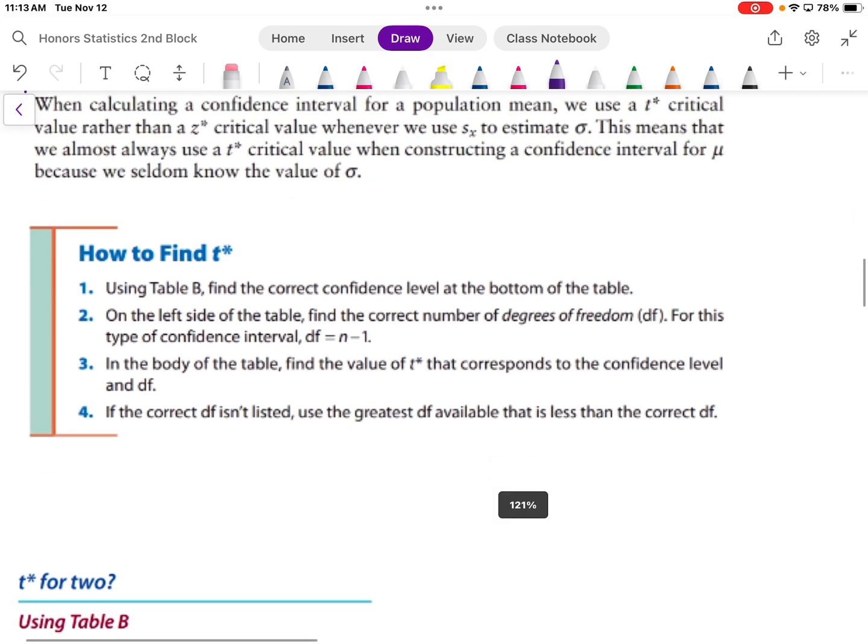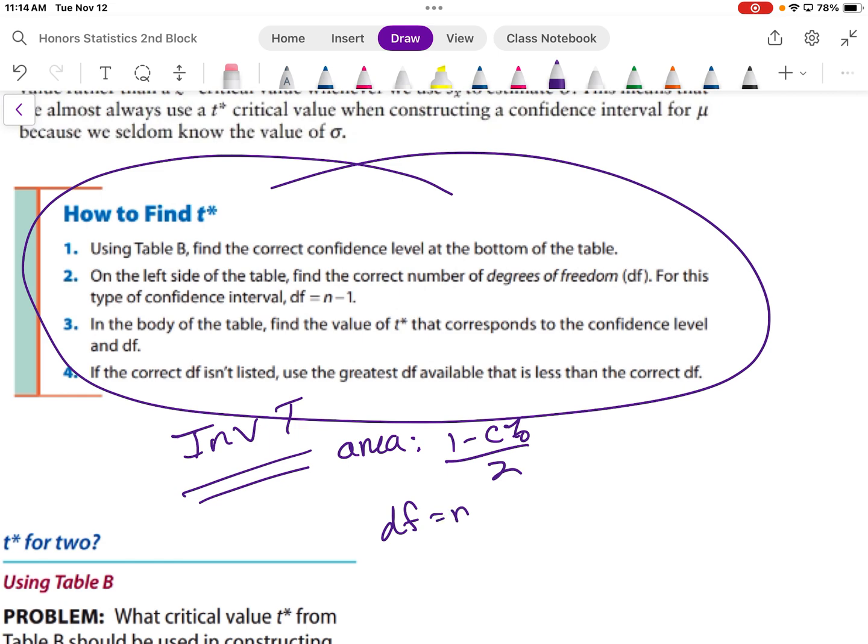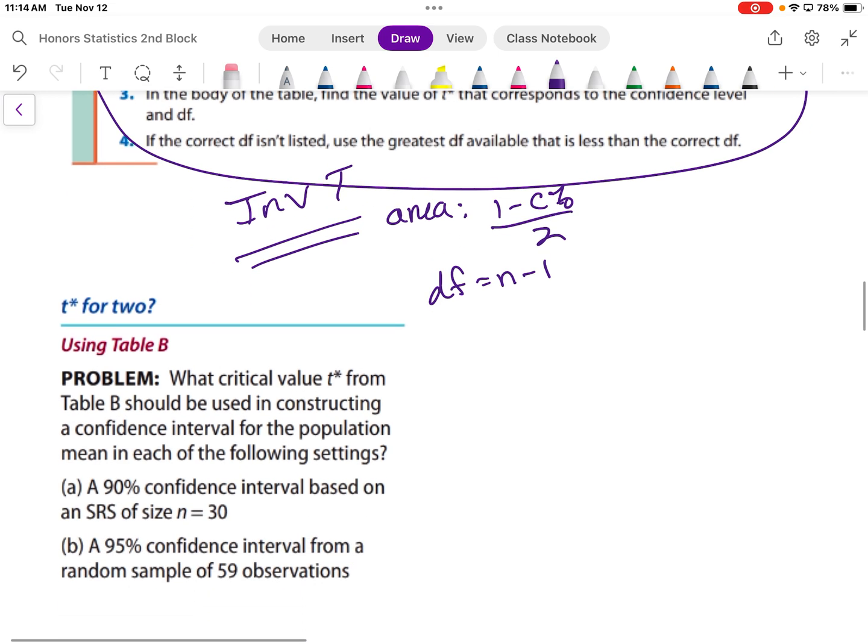All right. So that's the explanation right here for how to find T-star. I would suggest using inverse T when you're given the degrees of freedom. Makes it a lot easier. You just got to type in the area, which is that same 1 minus your C percentage divided by 2, and then your degrees of freedom is your n minus 1. Then let it do the work for you. So that's what they wanted you to practice here. They tell you to do it from table B here. Do you need to practice that at all? We did it a couple times. You guys okay with using that inverse T?